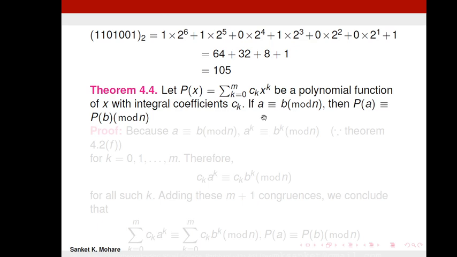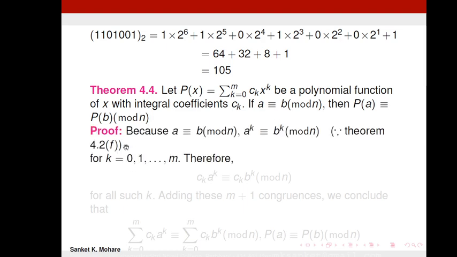Now recall the property: whenever a is congruent to b modulo n, this implies a to the power k is congruent to b to the power k modulo n. We use this property to prove this theorem. Because a is congruent to b modulo n, a to the power k is congruent to b to the power k modulo n. We proved this property in theorem 4.2, for k equals 0, 1, and so on up to m.